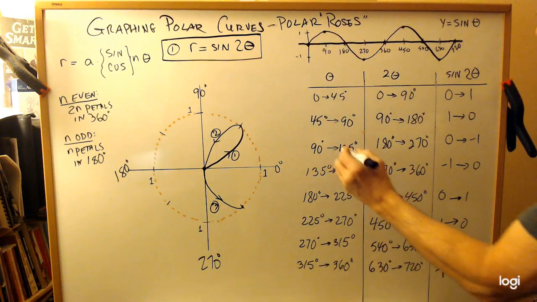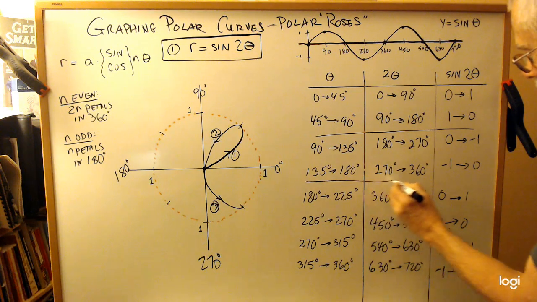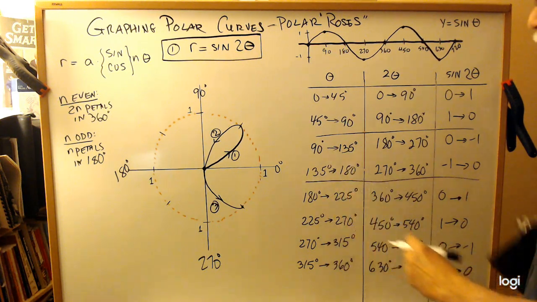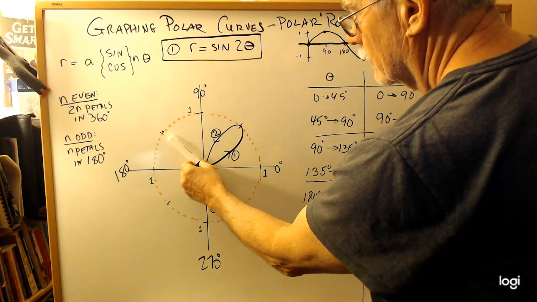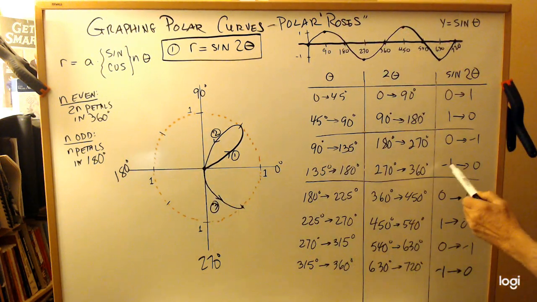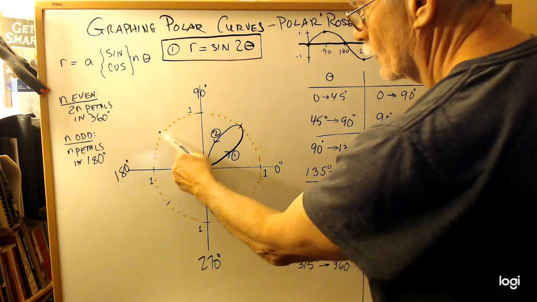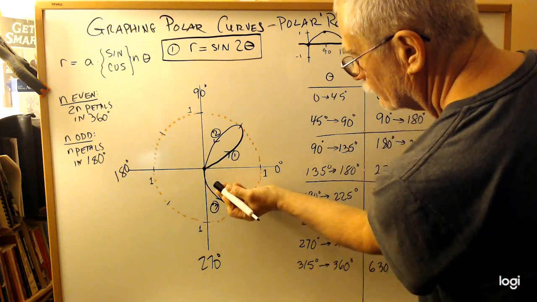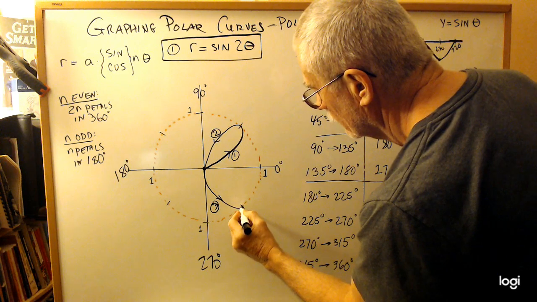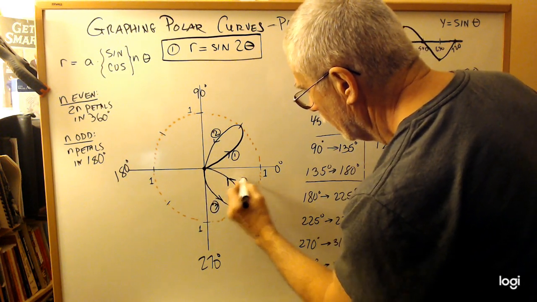And to get the fourth leg of our journey, as theta goes from 135 to 180, we're going to go through negative values. r is going to go from -1 to 0. So in other words, when we're here, it'll be flipped the other direction. So this will be the fourth leg of our path.